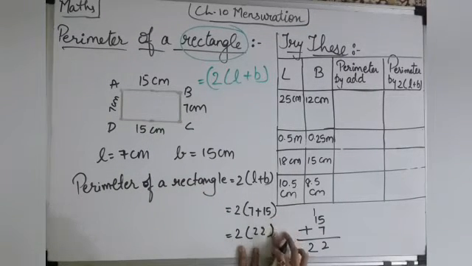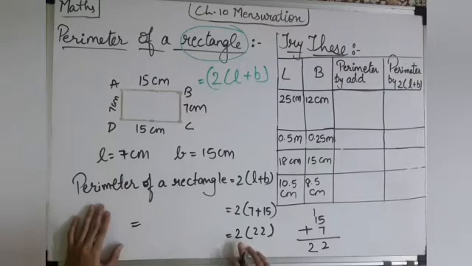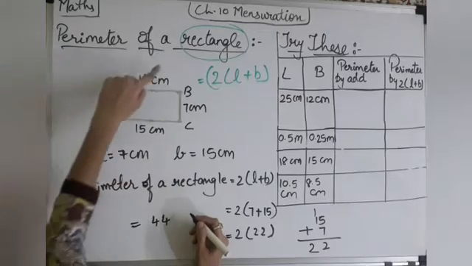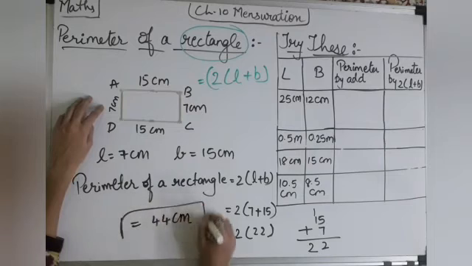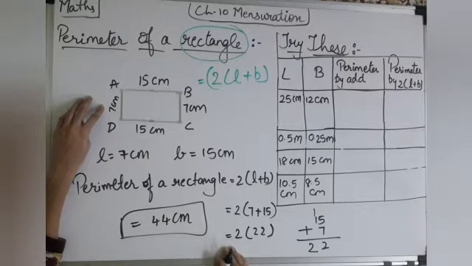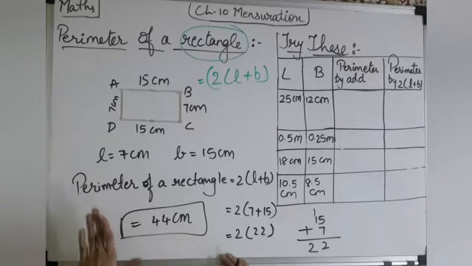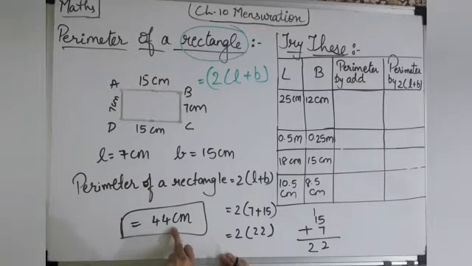Okay, now what will we do? We'll multiply 22 and 2. The space below is not there, so I am writing the answer here. 22 and 2. So 2 2s are 4 and again 2 2s are 4. So we got the answer 44, and here you can see centimeter is written. If centimeter is written, you have to write centimeter, and if meter is written, you have to write meter. Okay. So 44 centimeter is our answer. Means we have found the perimeter of this rectangle is 44 centimeter.